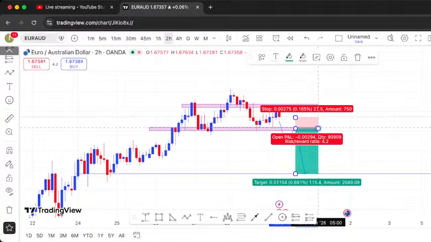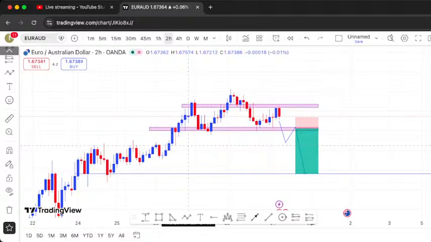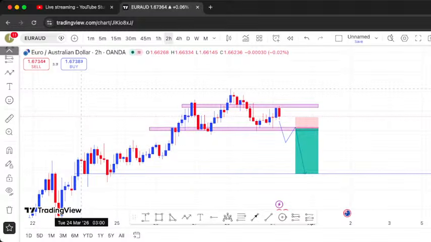So this head and shoulders pattern looks like more sales opportunity, but we can't risk on the shoulders. Once you have a change of character, that's when we will risk that pair. That's Euro/AUD.